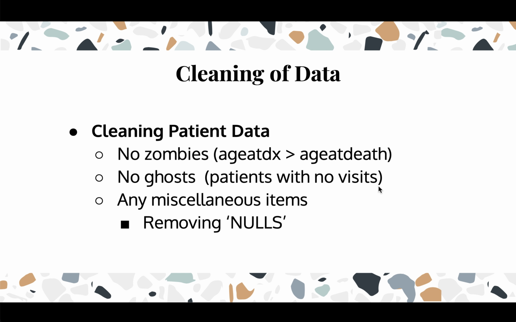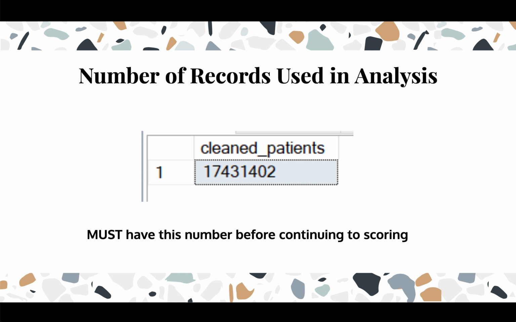And because, as you saw, there were a bunch of nulls, we had to clean the patient data. We removed the zombies, which were patients whose age of diagnosis was greater than their age of death, meaning they were diagnosed after they died, which doesn't make sense at all. And then we had to take out the ghosts, which were patients with no visits but were still on there. That didn't make any sense. And any miscellaneous items, including removing the nulls. With this, we were able to clean out a lot of the data that was either incorrect or unhelpful to us. After that, the number of records used in the analysis was about 17 million patients.